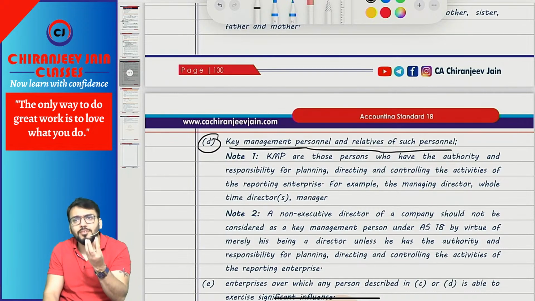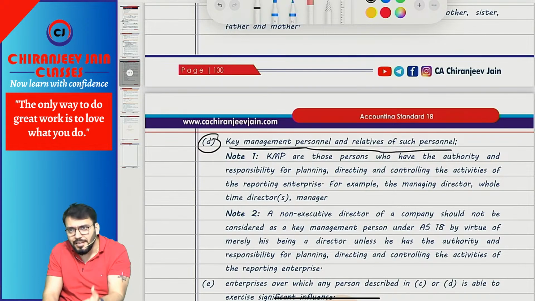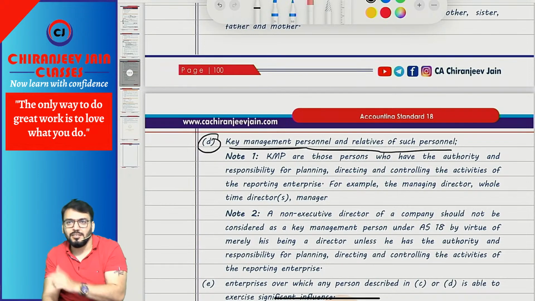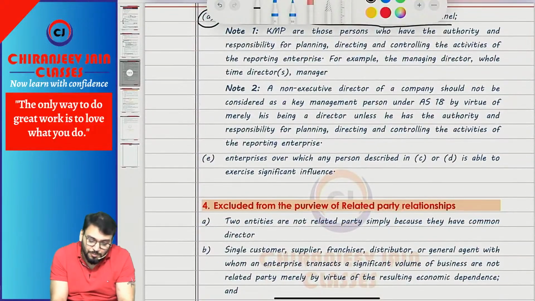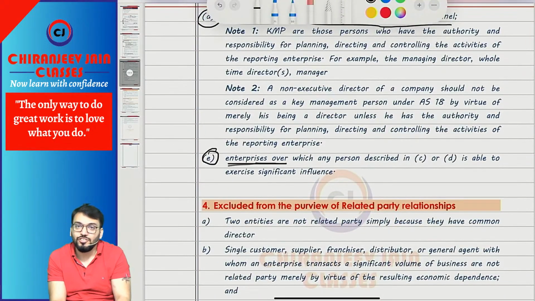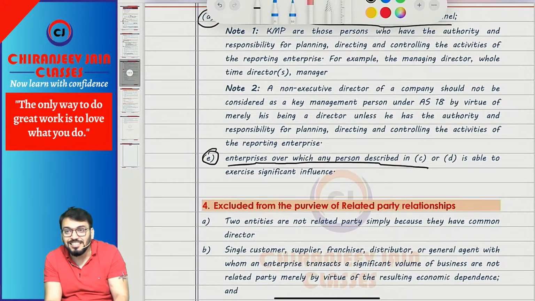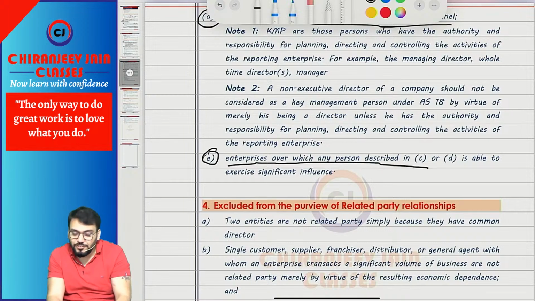Spouse, son, daughter, parent, mother, father, brother, sister. This is the meaning of relative. Correct? Yes, sir. The last point is what? Entity over which any person described in C and D is able to exercise significant influence.